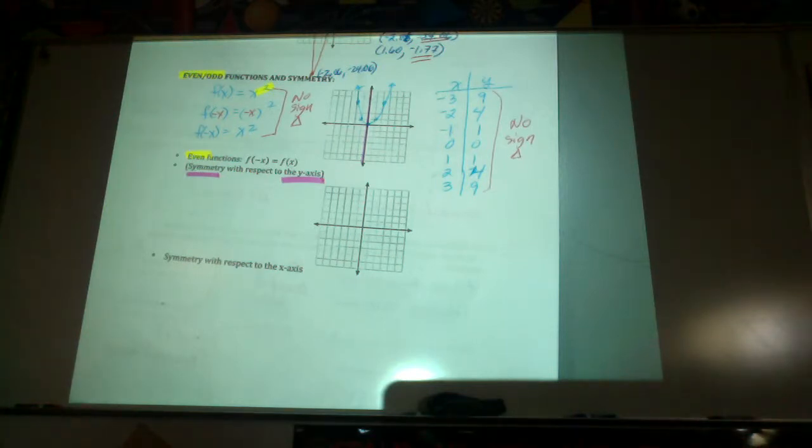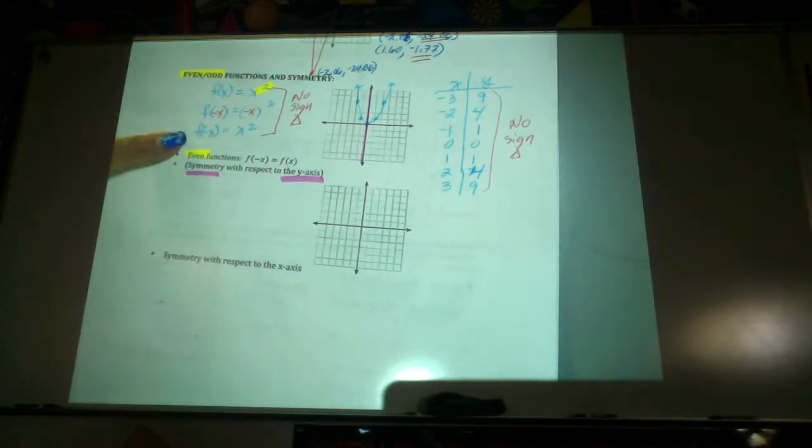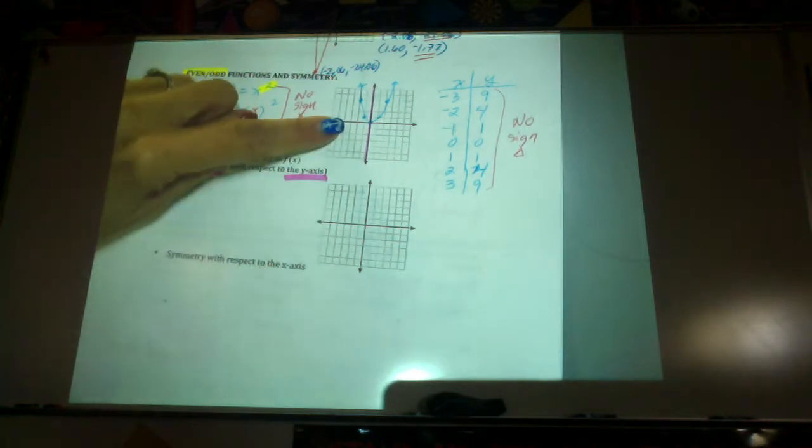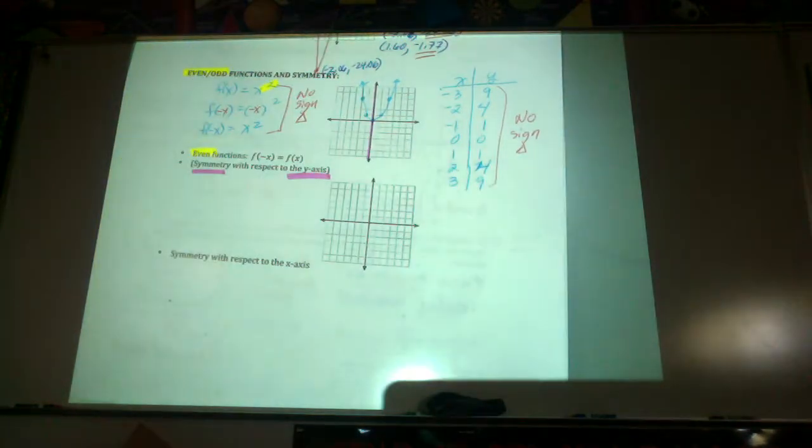All three things. Replacing the function with a -x has no change to the function at all. Symmetric with respect to the y-axis. Whether I put in a positive or a -x creates no sign change for the y. I'll tell you it's even.